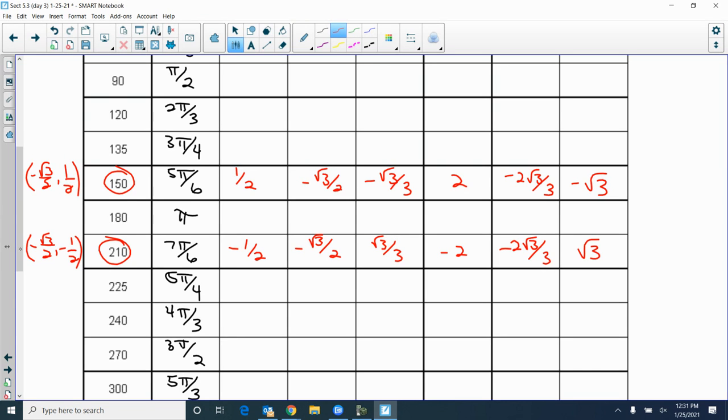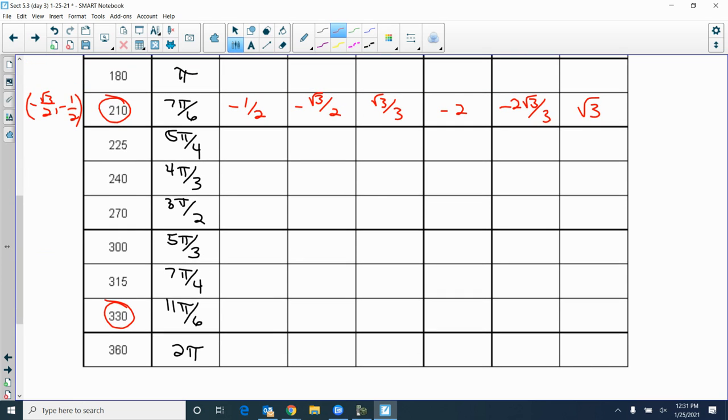And then 330 has a negative y coordinate, and now everything's going to be the same except for cosine and secant. So it's going to be negative 1/2, positive square root of 3 over 2, negative square root of 3 over 3, negative 2, positive 2 radical 3 over 3, negative square root of 3. So we find one and we get 3 others. Okay, so it's not like you have to do each and every one. So you need to figure that out.